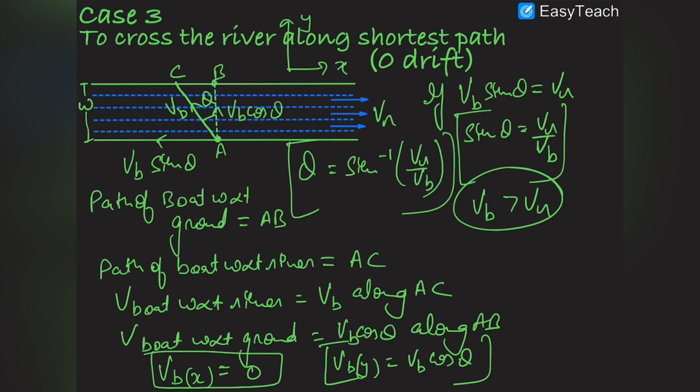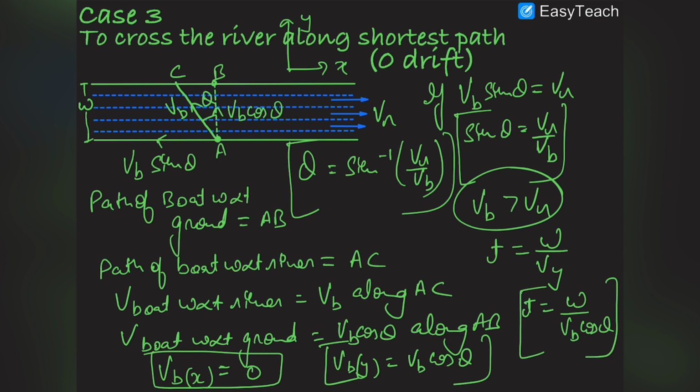Now let us find out the time in which it would cross the river. So the time of crossing the river depends on this y direction, because to cross the river he needs to move this w distance, which is the width of the river. So the time would be equal to the width of the river upon Vy, and we know that Vy is equal to Vb cos theta. So it is w by Vb cos theta. This is the time it would take to cross this river.